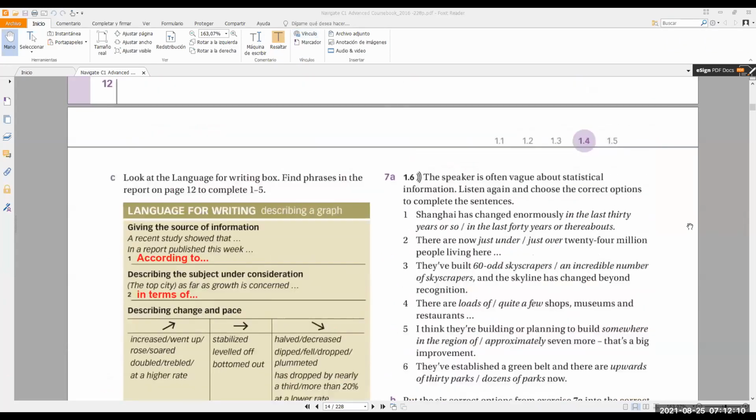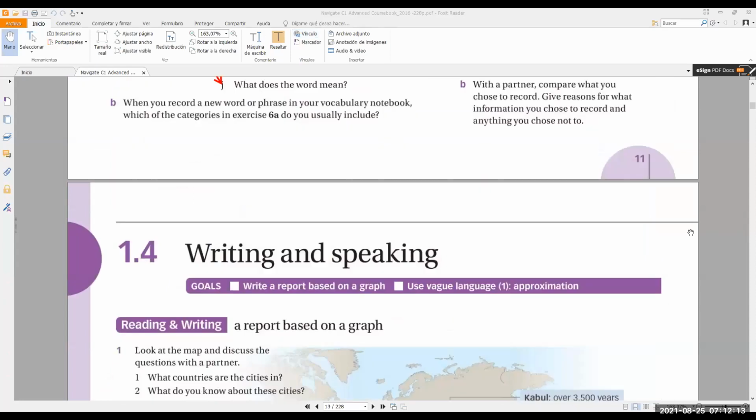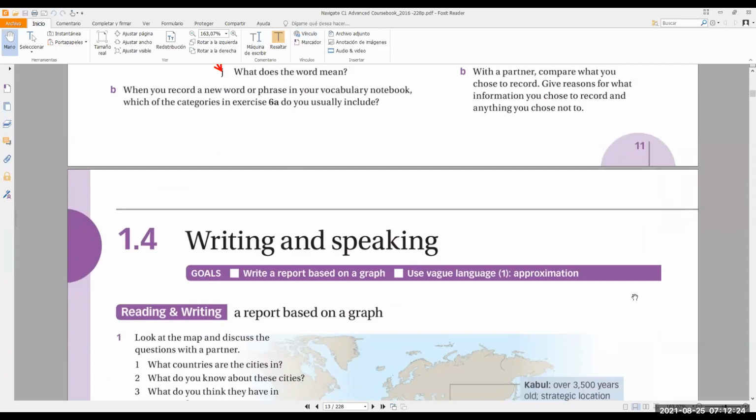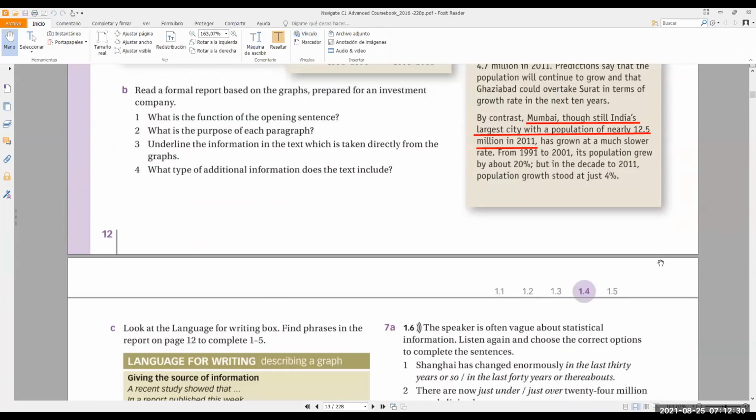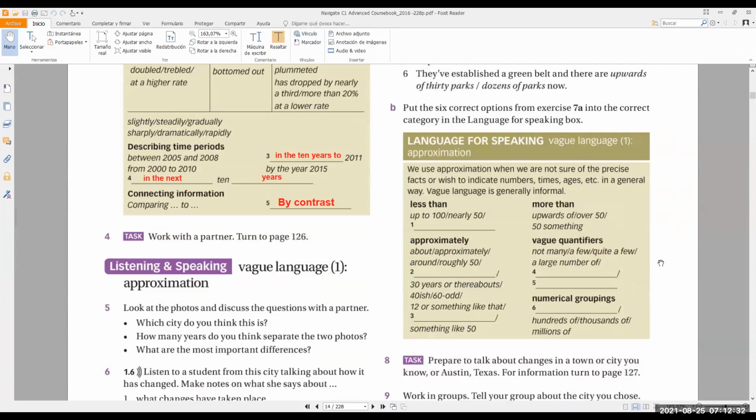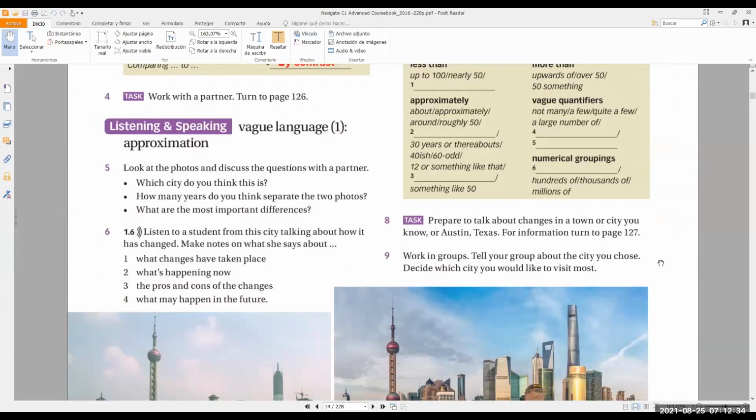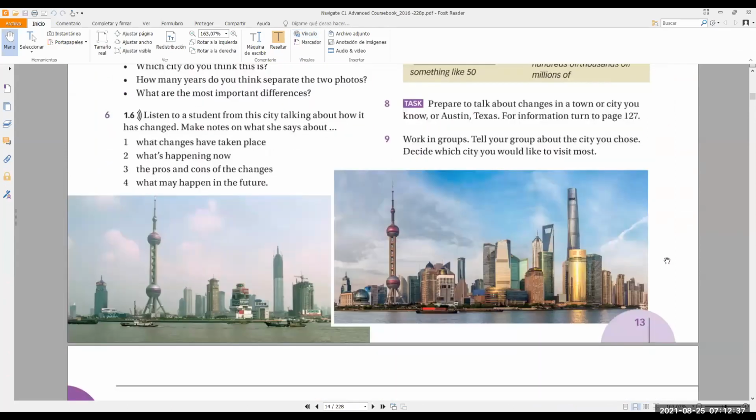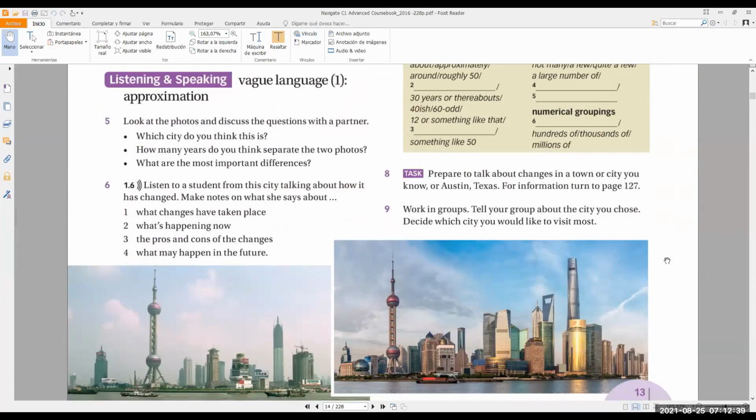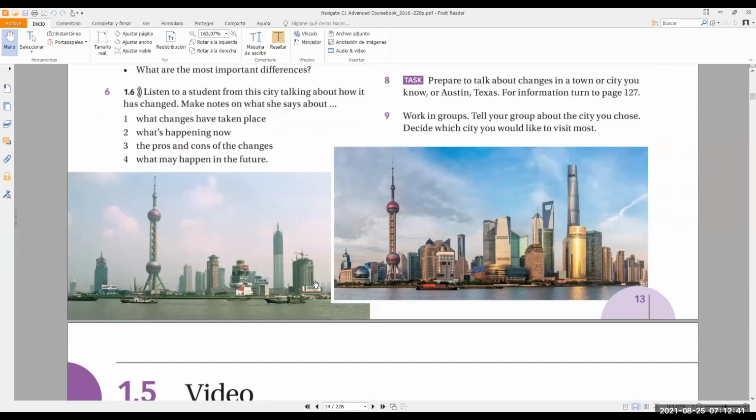So if we remember, guys, in this lesson, we had two objectives, right? Two goals. The first one had to do with writing a report based on a graph, which is exactly what you did for homework, right? But we have another goal, which has to do with using vague language for approximation. So that's all about grammar, and that's what we're gonna have a look at. So once again, we'll start looking at cities, talking about cities. That's what we're gonna do.